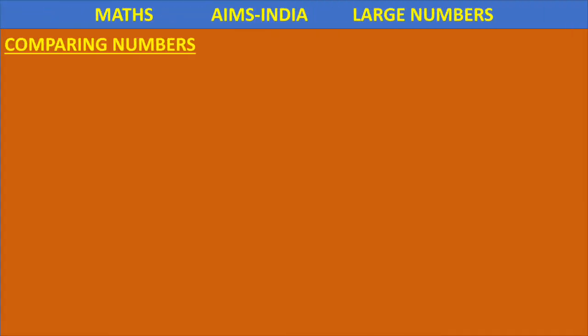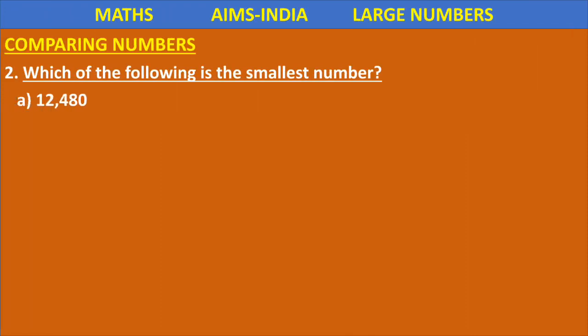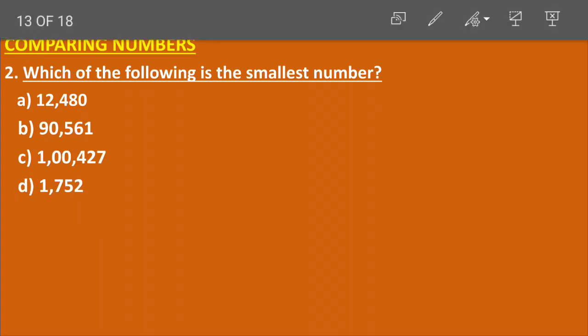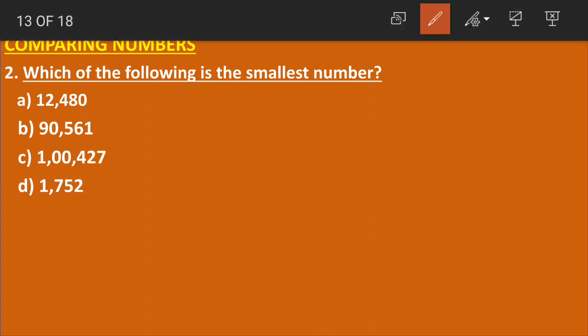Moving on to the next question. Which of the following is the smallest number? Option A 12,480. Option B 90,561. Option C 1,04,27. Option D 1,752. The same options as the previous question, but we have to find out the smallest number here.